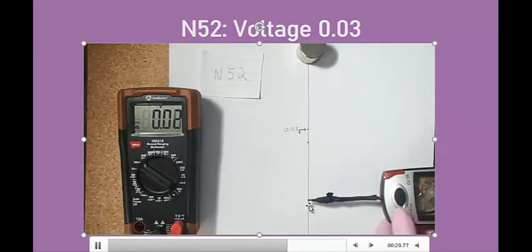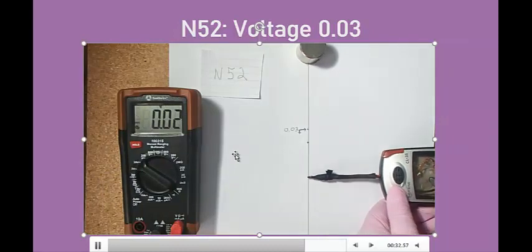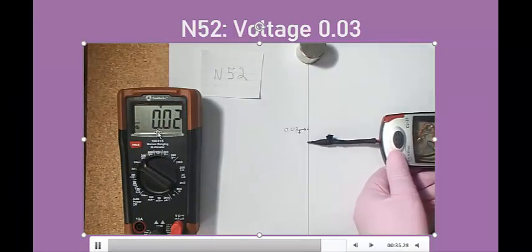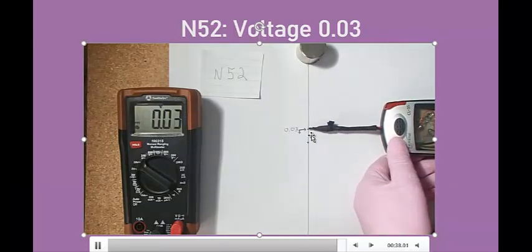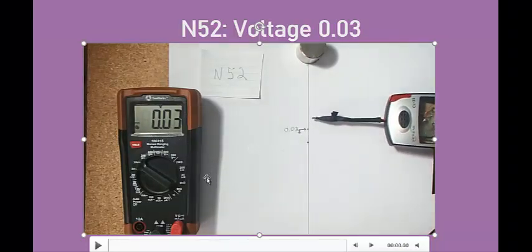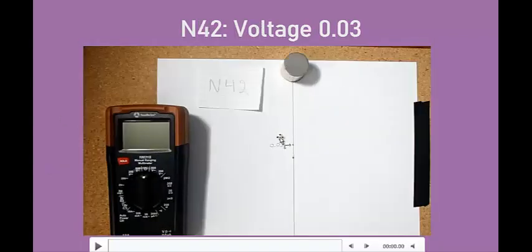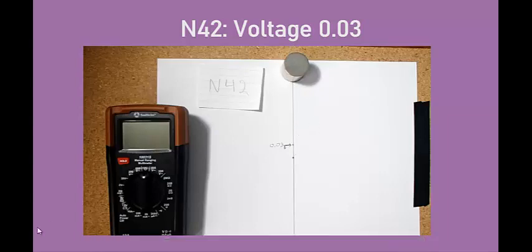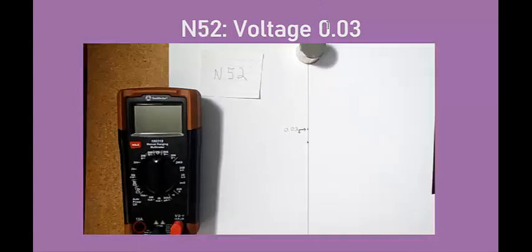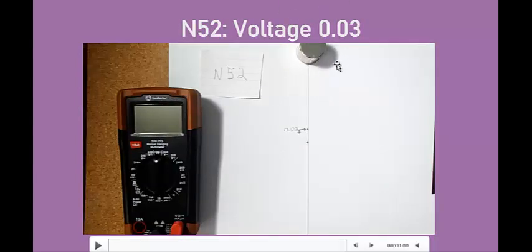And now I'm gonna come from the other side, go towards the magnet, and now I'm looking for the transition from 0.02 to 0.03, and right at the same point, it does the transition. And so this is the same point that I picked for the N42 Gauss. I put the magnets in exactly the same spot. In fact, I drew a little circle with a pencil to make sure I could accurately place this back on this spot, so that the results can be valid.